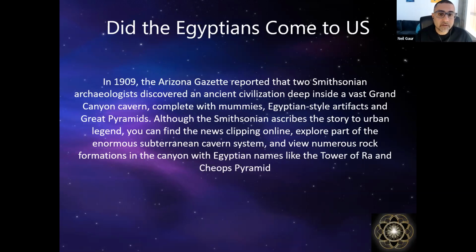So in 1909, the Arizona Gazette reported that two Smithsonian archaeologists discovered an ancient civilization deep inside a vast Grand Canyon cavern, complete with mummies, Egyptian style artifacts, and great pyramids. Although the Smithsonian ascribes the story to urban legend, you can find news clippings online that explore the enormous subterranean cavern system and view numerous rock formations in the canyon with Egyptian names, such as the Tower of Ra and the Cheops Pyramid.